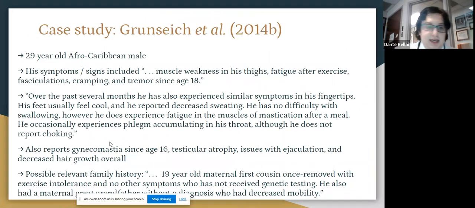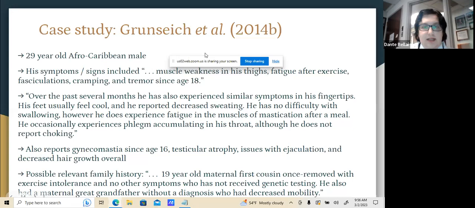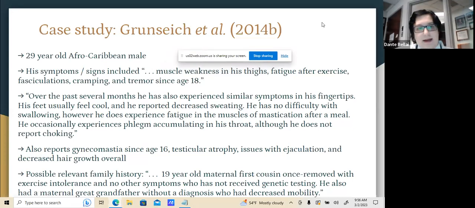So this is a case study that I came across a couple of years ago when I was putting together my systematic review, and I find it helps highlight a very important point regarding this illness.